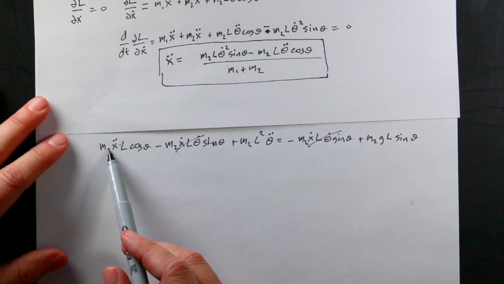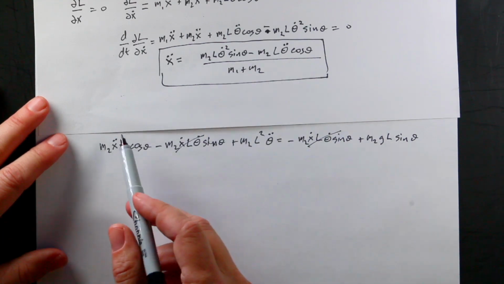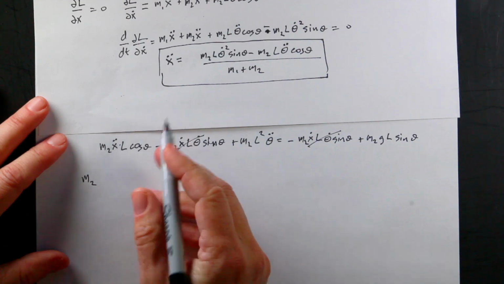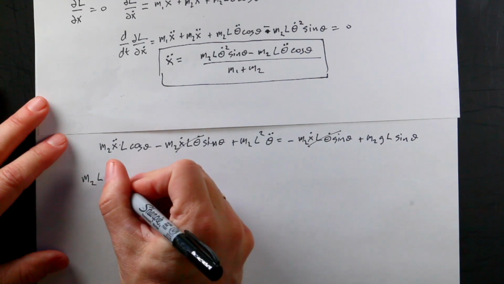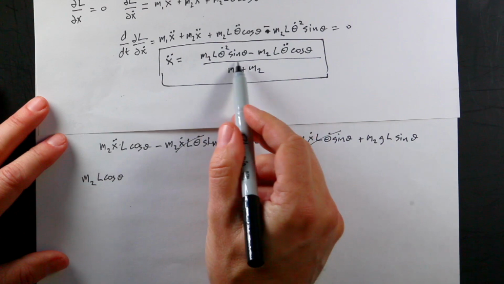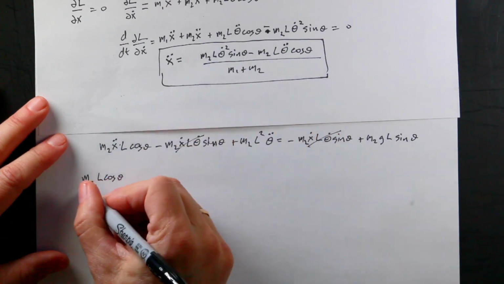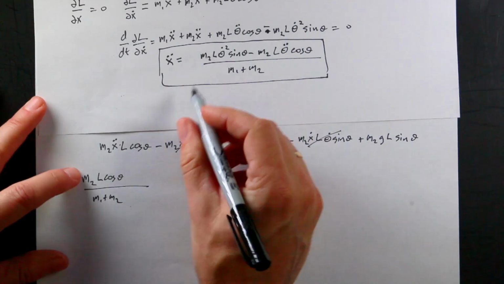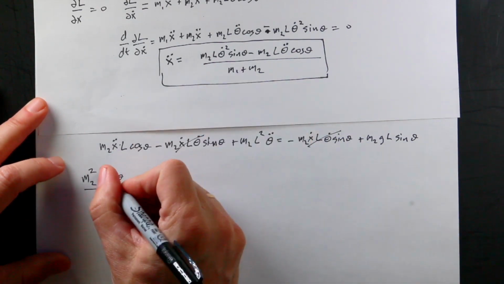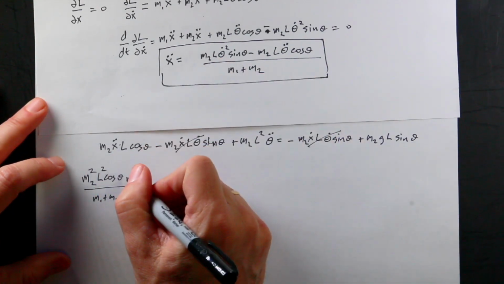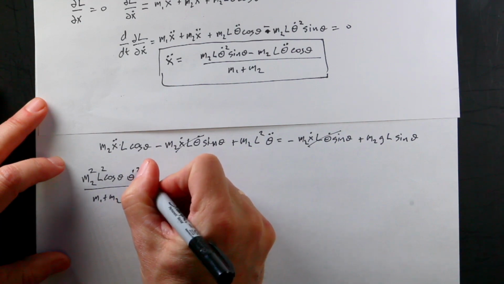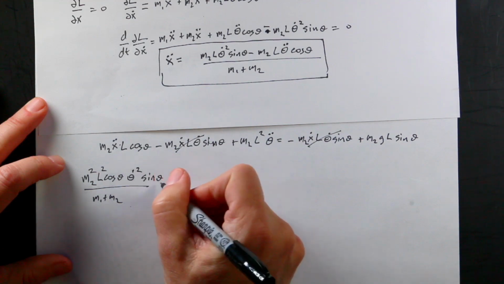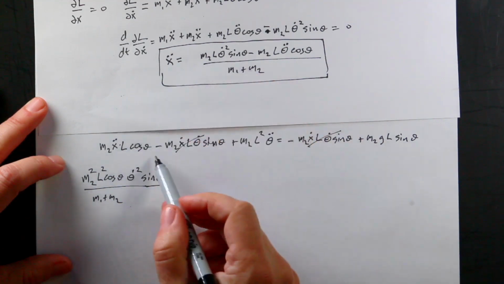Okay. So I'm going to get two terms. So let's just do the first term. I get m2 times L cosine theta. Now I have all this stuff. So let's just take this first term. I have over m1 plus m2. And then I have m2, so I get squared. I have L squared. I have theta dot squared. And then I have sine theta. That's that first term going into here.